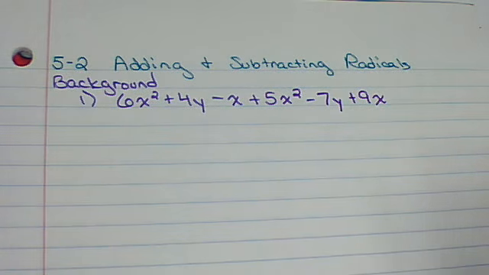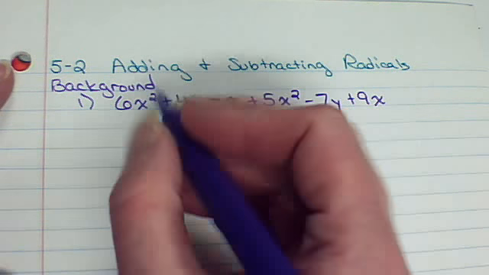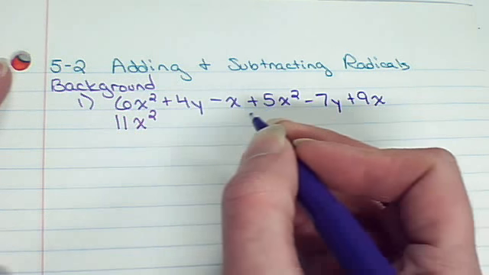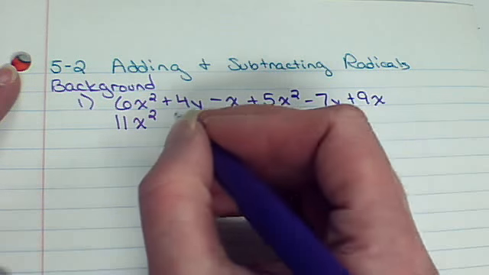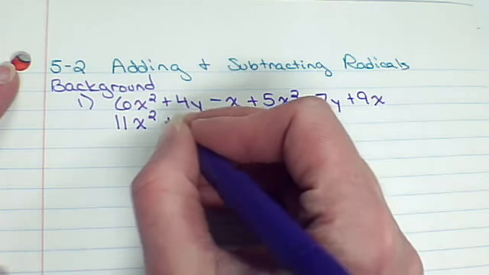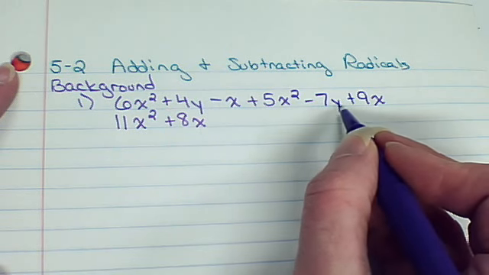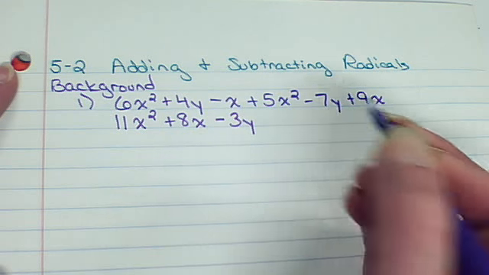To simplify that, we would be looking for our like terms. So, let's see, what are our like terms? Well, we've got 6x squared and 5x squared. That gives me 11x squared. So let's look for the x's. I have a negative x here, plus 9x here. That gives me 8x. Let's see what else we have. We have 4y and negative 7y. That gives me a negative 3y.